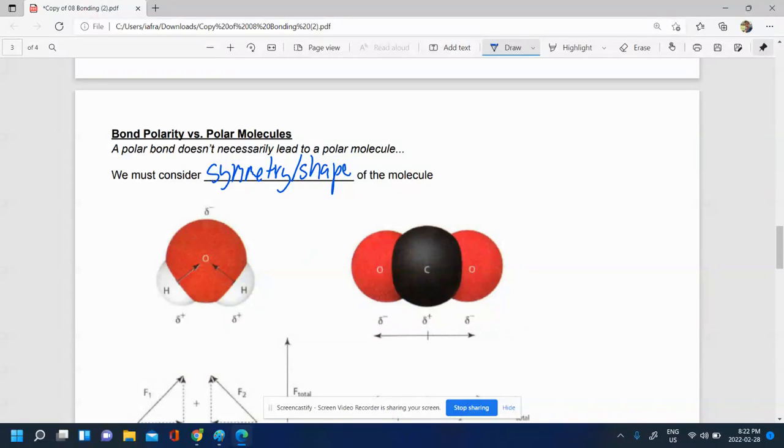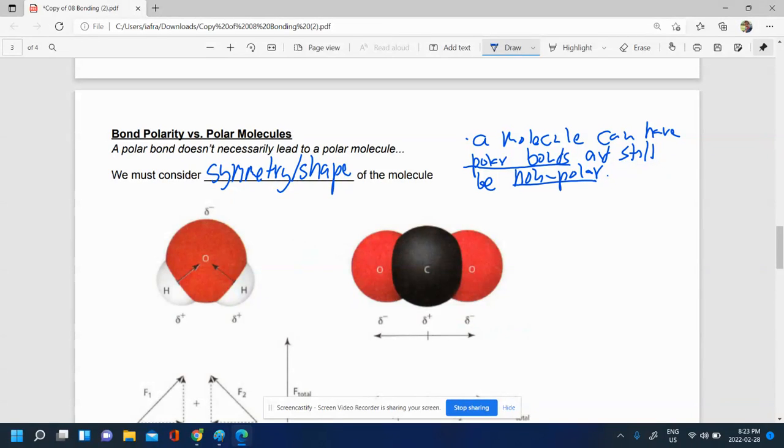So one important point to note here is that it is possible for a molecule to have polar bonds and still be non-polar, because again, you need to look at the overall shape of the molecule to determine if those polar bonds overall will make your molecule polar or not. So you can still have a molecule that has polar bonds and still be non-polar. Let's take a look at some examples.